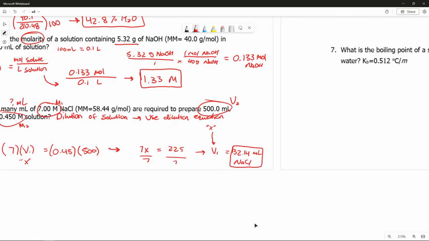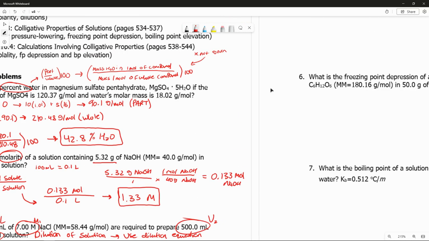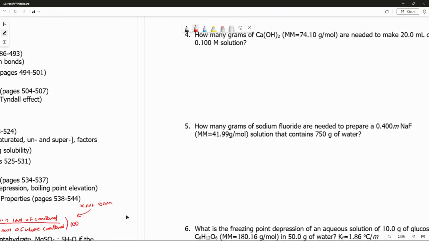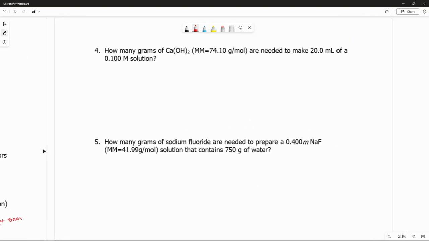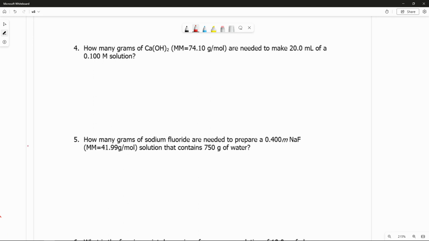Let's take a look at number 4. All right, just scroll up a little. How many grams of CaOH2, and it gives us the molar mass, are needed to make 20 milliliters of a 0.1 molar solution? In order to find this one, it's a little complicated, but we look at our unit, and this is molarity, capital M. This equals moles of solute over liters of solution. Remember that this equation is not given, as talked about in the previous question.